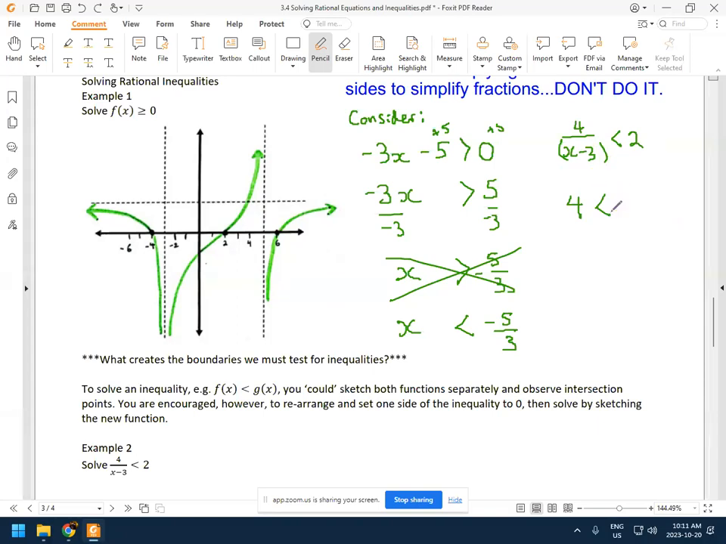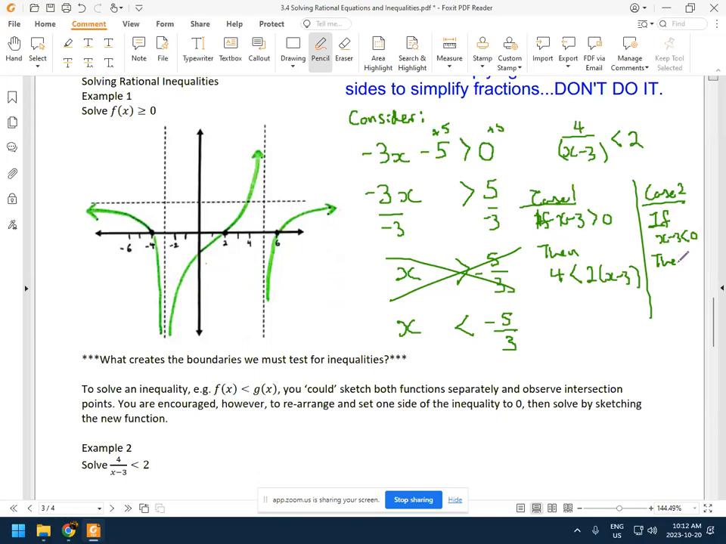You'd have to say, case 1, you don't have to write this, but case 1, if x minus 3 is greater than 0, then 4 is less than 2 times (x minus 3). Then case 2, if x minus 3 is less than 0, then 4 is greater than 2 times (x minus 3). You would have to do 2 questions instead of 1. Really annoying. It's not something I want to get into.